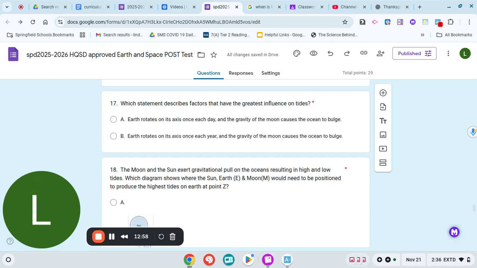A says Earth rotates on its axis once each day, and then the second half is about the gravity. B is different. It says Earth rotates on its axis once each year, and then the second half is the same about gravity.